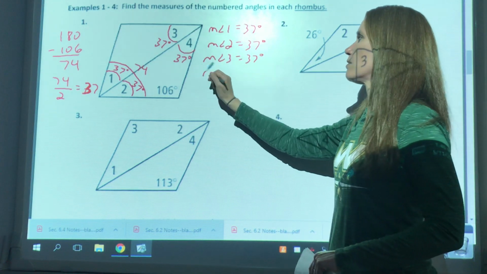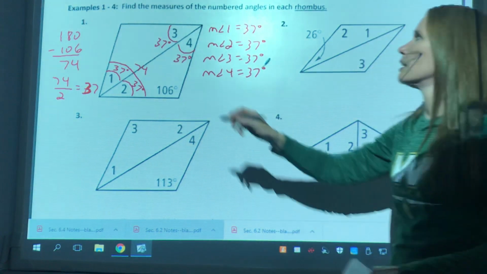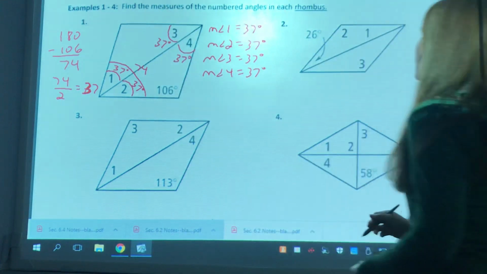3 is 37. And 4 is 37. Okay, if we move on to the next one, I'll switch colors for the new problem.